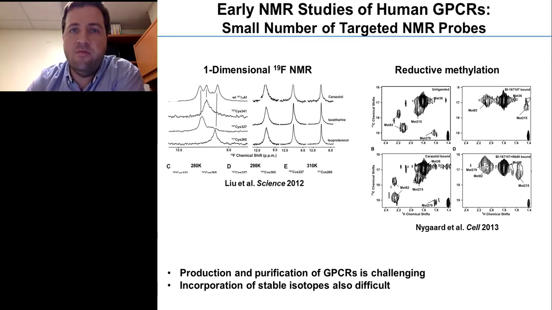Now, when I had started my postdoctoral studies with Ray Stevens and Kurt Wüthrich, this slide represents some examples of state-of-the-art, at the time, studies of human GPCRs. So on the left, for example, there were studies using fluorine NMR spectroscopy to study the beta-2 adrenergic receptor. This is one example from the Wüthrich lab, using fluorine NMR, simple one-dimensional NMR experiments to study bias signaling in the human beta-2 adrenergic receptor.